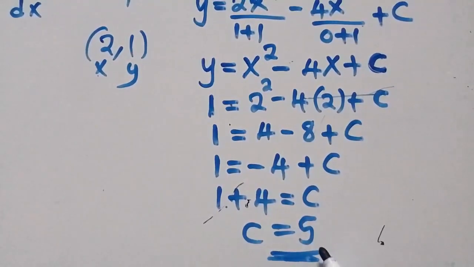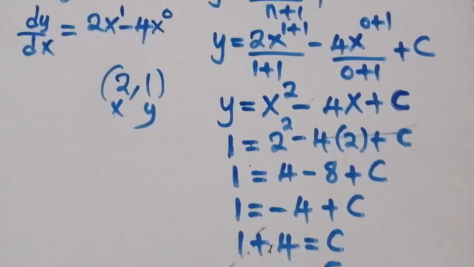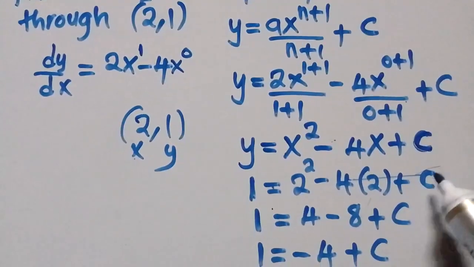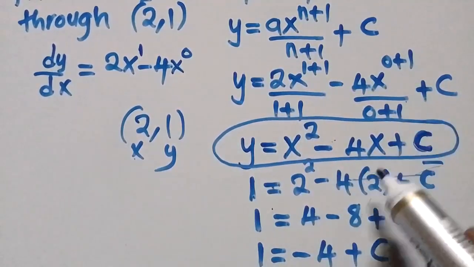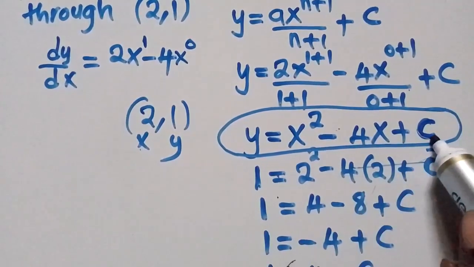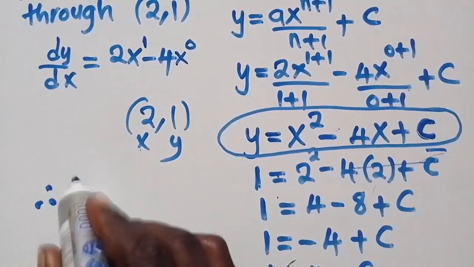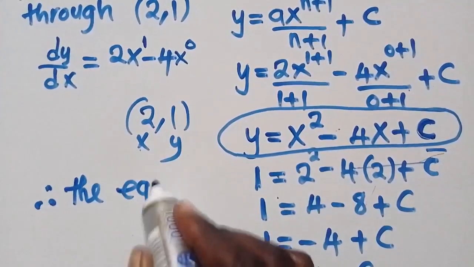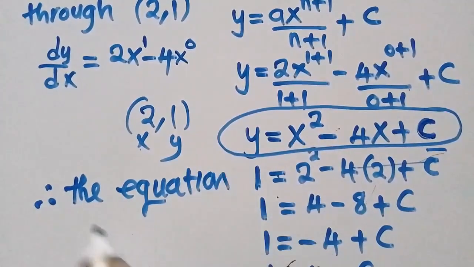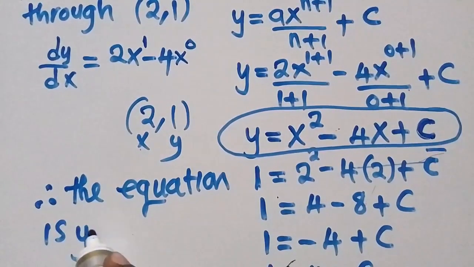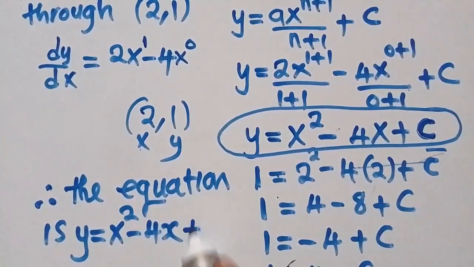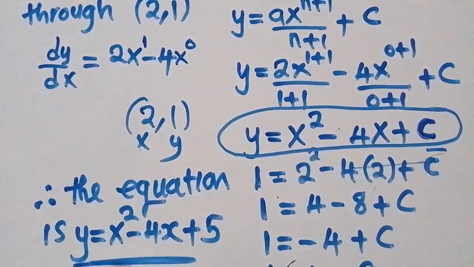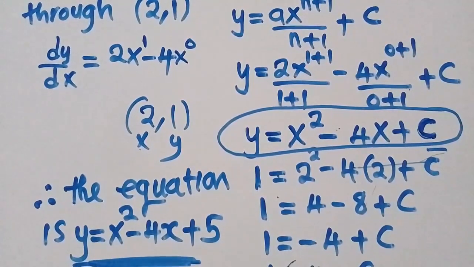So what I need to do now is get the equation. This is the equation, and I know c is 5. Therefore, the equation is y is equal to x squared minus 4x plus 5. This is how you need to answer questions under calculus in an exam, just like this.